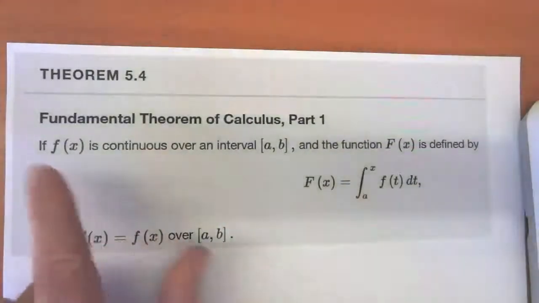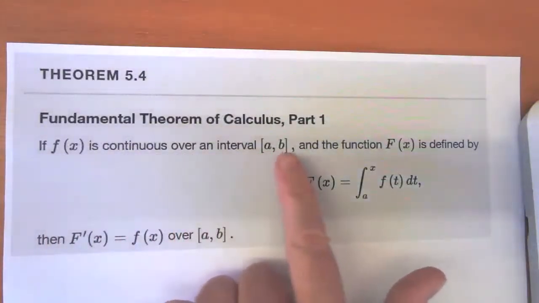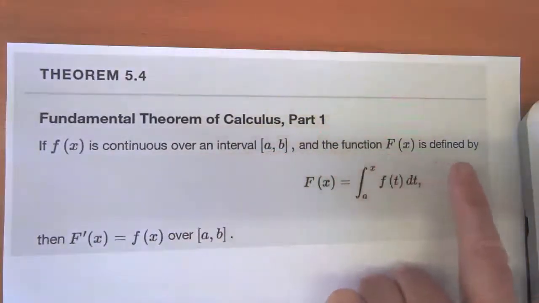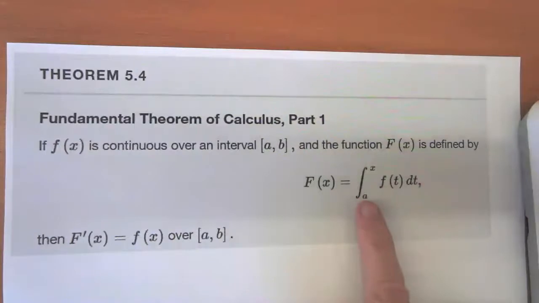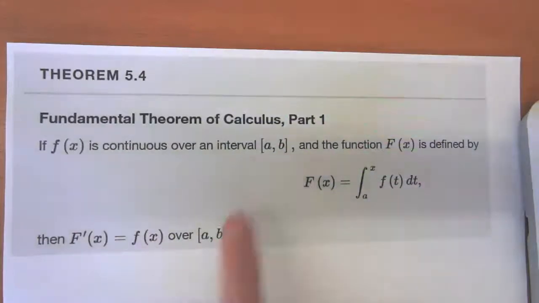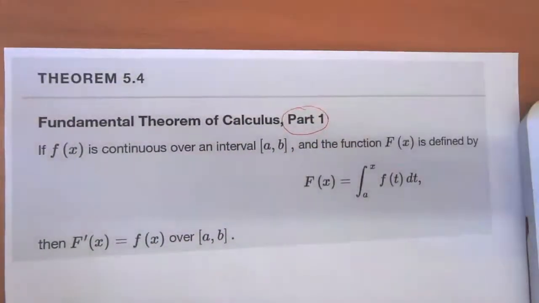If little f of x is continuous over an interval from a to b, so notice that a is just any real number, and the function big F of x is defined as the definite integral from a to x of f of t dt, then the derivative of big F is equal to f of x over that interval that it's continuous on. Okay, and notice that this is part one of the fundamental theorem of calculus.